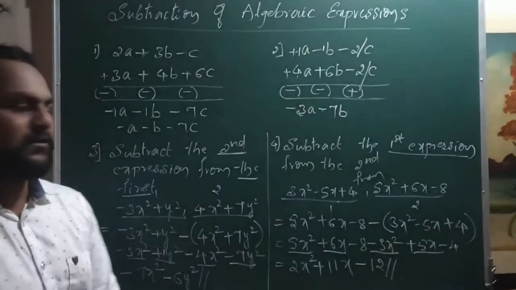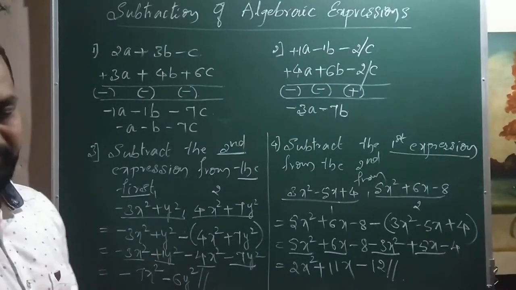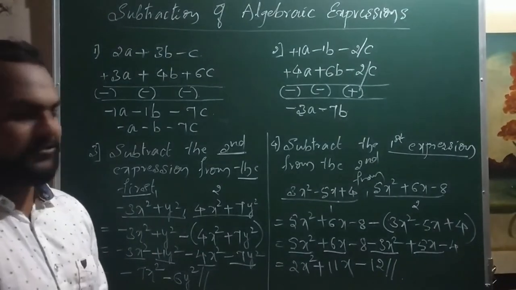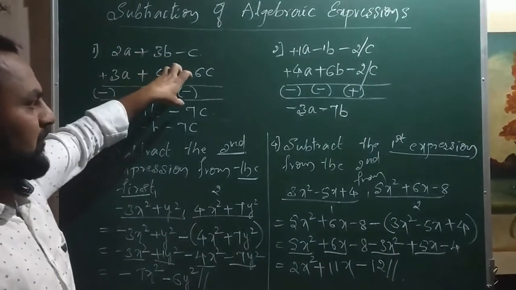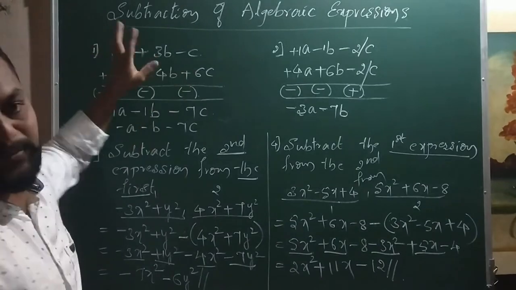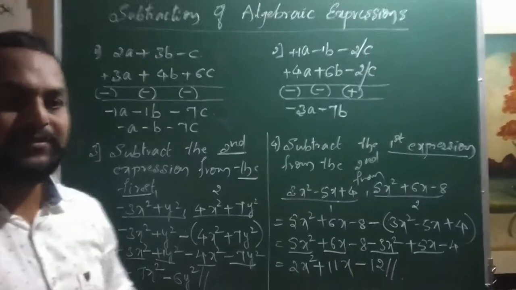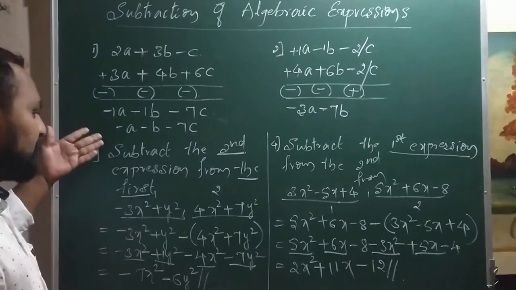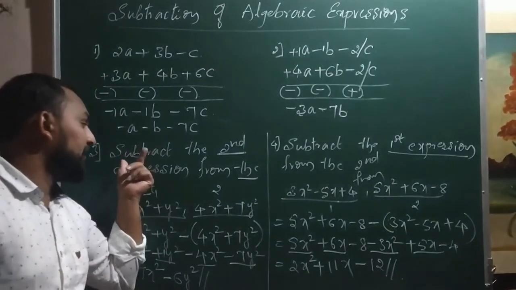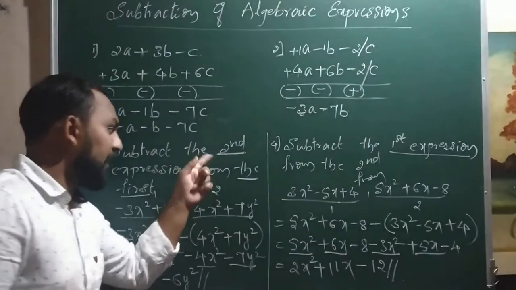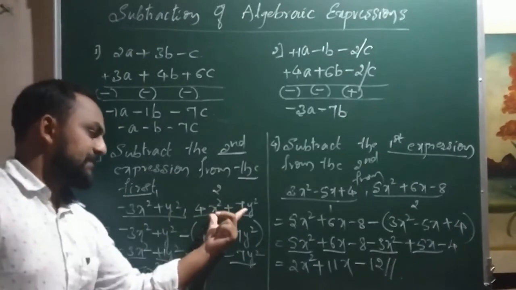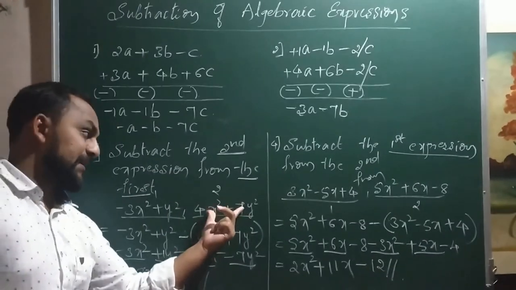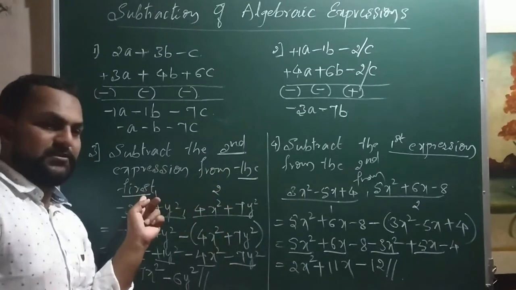This is the horizontal method of subtraction of algebraic expressions. In subtraction, we take the additive inverse of the expression: additive inverse means positive changes into negative and negative changes into positive. In the horizontal method, subtract the second expression from the first.